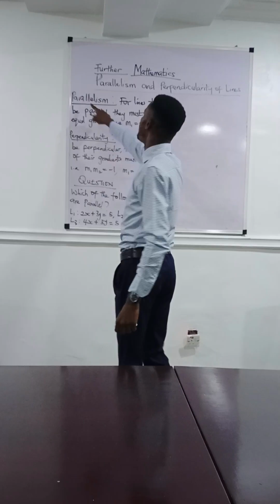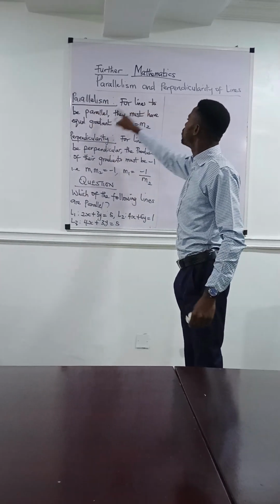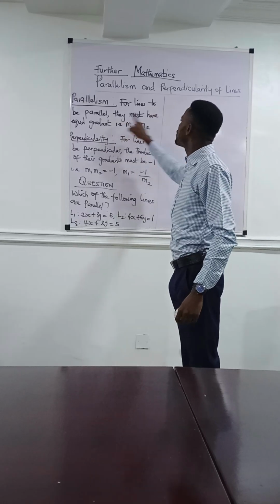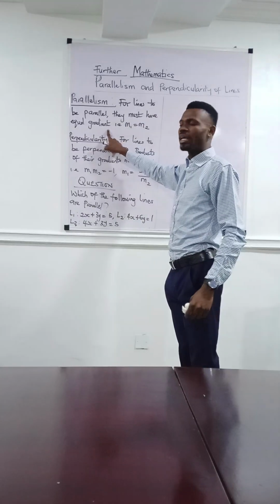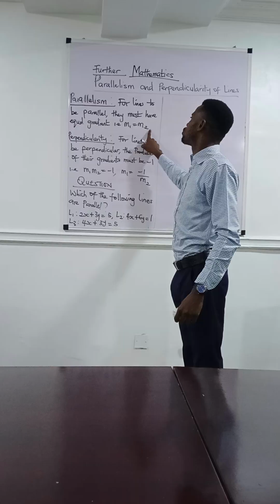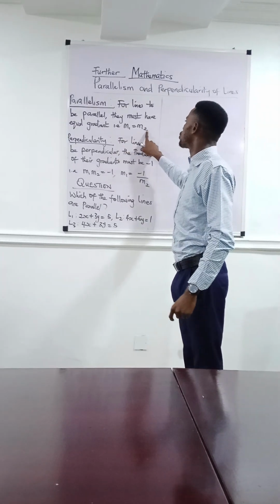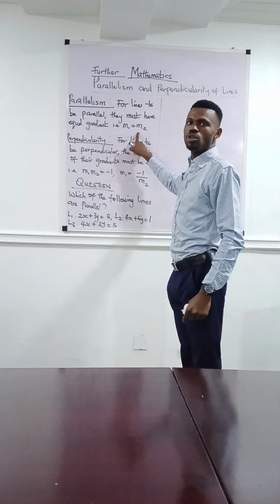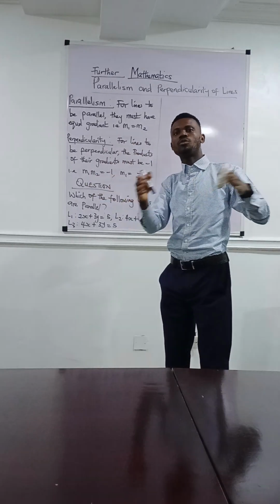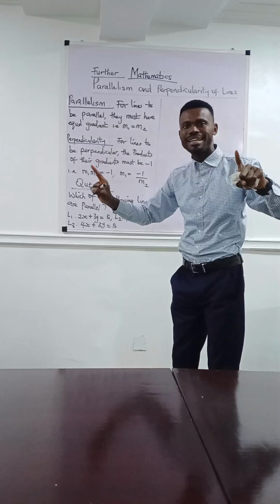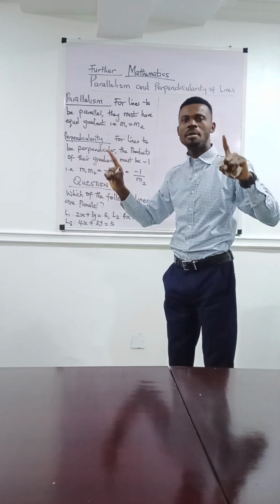Now, look at this. For parallelism, for lines to be parallel, they must have equal gradients. That means M1 equals M2. What do we mean by M1? The gradient of line 1. What do we mean by M2? The gradient of line 2. So if I calculate the gradient of two lines and they are the same, it means the lines are parallel.